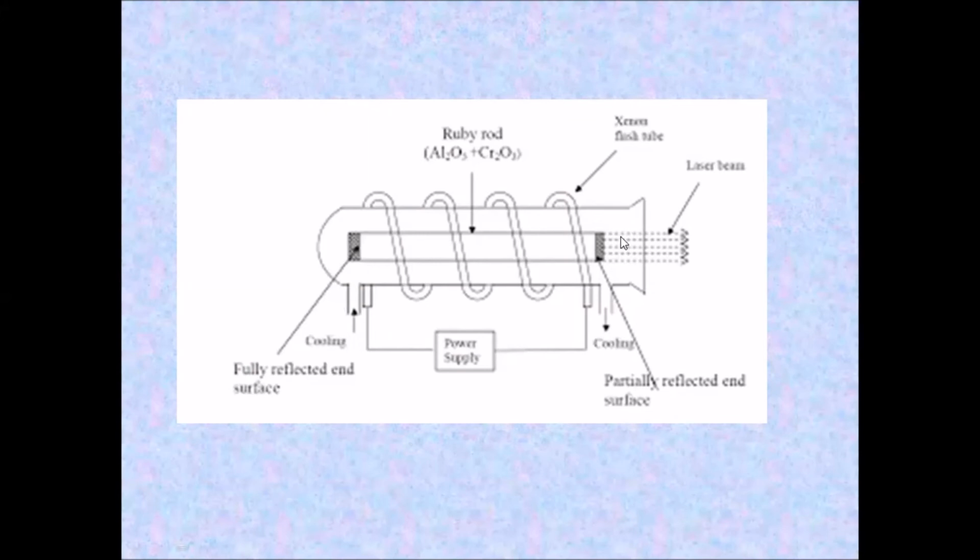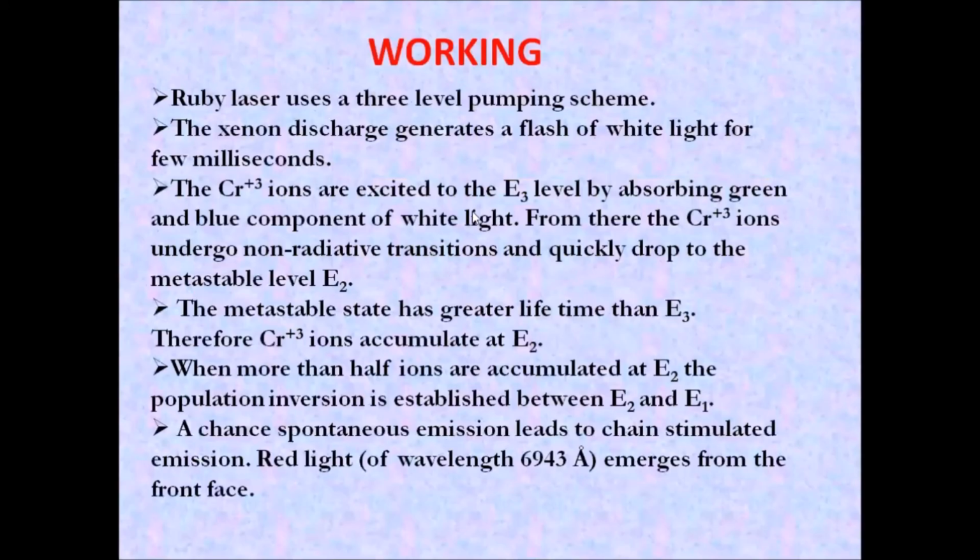The photons making many trips through the cylinder produce the stimulated emission of light by interaction with the chromium atoms in the metastable state. The intensity of light propagating parallel to the axis of the ruby rod is thus largely amplified, and in this way we get an intense, highly directional, coherent beam of red light of wavelength 694.3 nanometer. So this is the working which I have already explained.